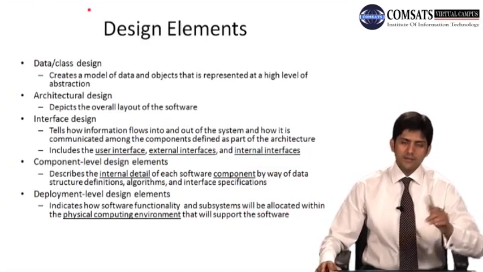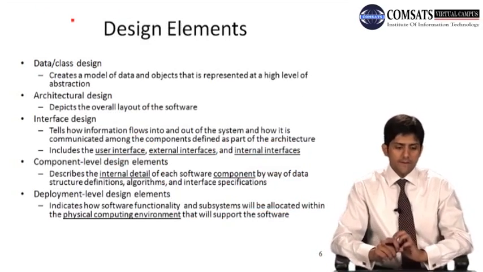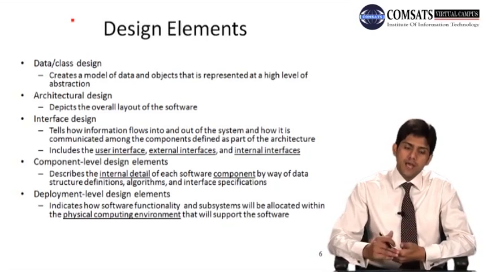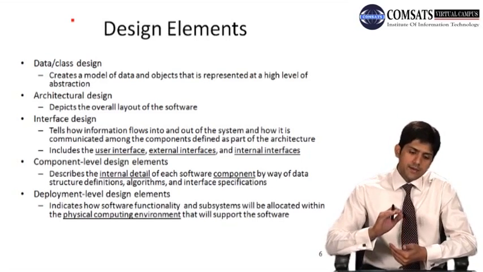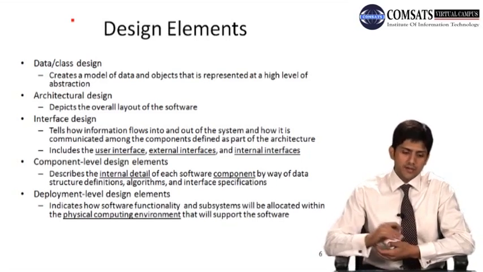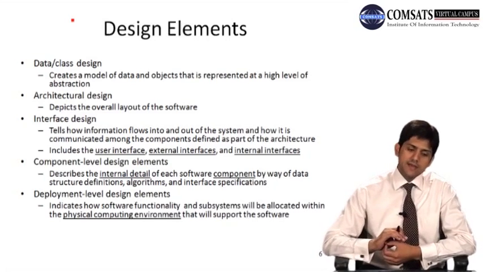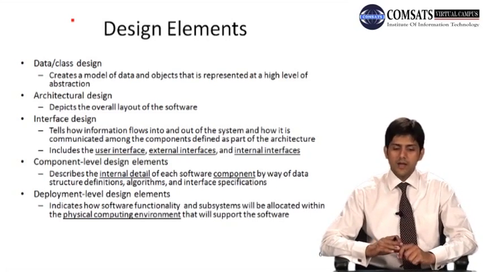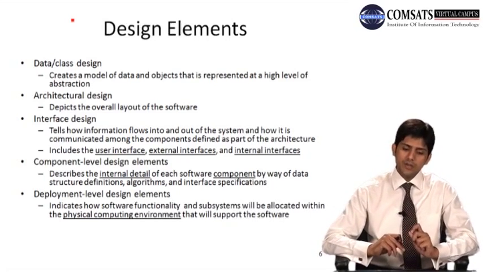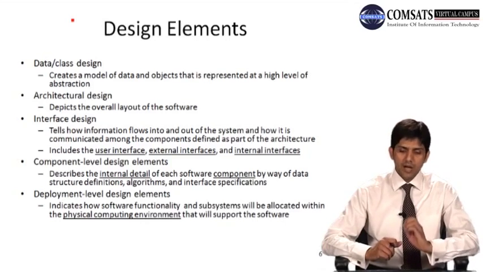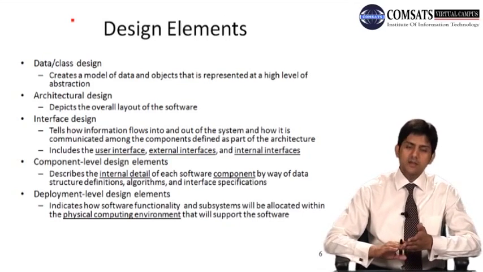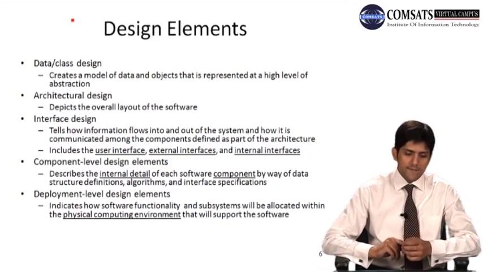Okay ji. So what these different elements tell us, let's have a quick look. Data and class design creates a model of data and objects that is represented at a high level of abstraction. Architecture design depicts the overall layout of the software. Interface design tells how the information flows into and out of the system and how it is communicated among the components defined as part of the architecture. It includes the user interface, external interfaces and internal interfaces.